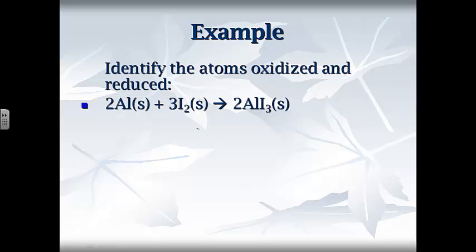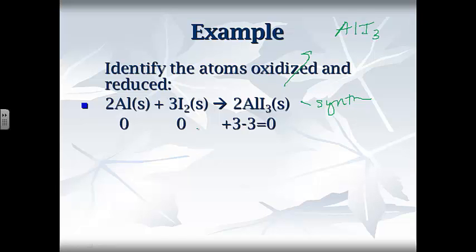Alright, this is just another example. Identify the atoms oxidized and reduced. Here we have a synthesis reaction, where we have aluminum and iodine to form aluminum iodide. Now, if we look at oxidation numbers, you've got 0 for the aluminum and 0 for the iodine at the beginning. They're both elements.